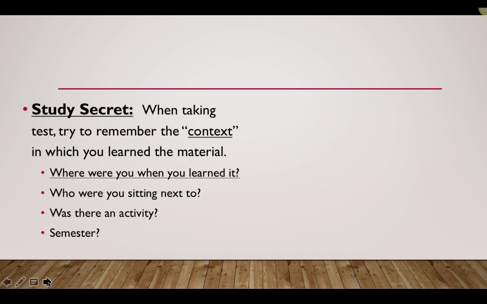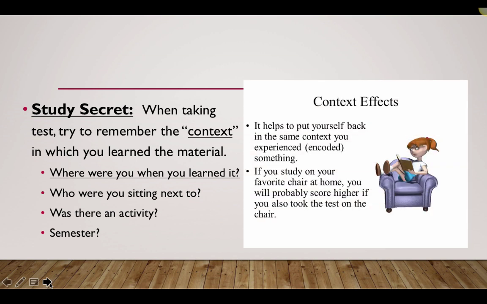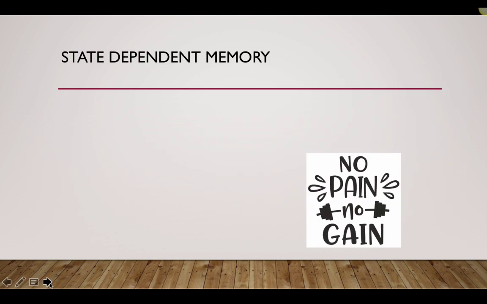How can we use this information on retrieval for a study secret? Well, when you're taking a test, if you're stuck on a term, go past it. If you're stuck on a question, move on. But when you come back, try to remember the context or the environment in which you learned that concept. Where were you when you learned it? Who were you sitting next to? Was there an activity that we did? What semester were you in, if you're on the AP Psych test, first or second semester? It helps if you put yourself in the same context that you learned it. For example, if you study in your favorite chair at home, or if you study in a particular room, maybe thinking of that room might help you access that question.